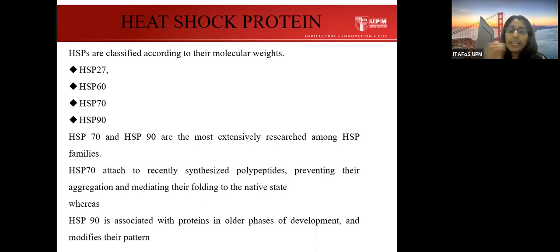HSP70 is a recently synthesized polypeptide, which means it is developed at the starter stage of development, and it prevents aggregation and mediates folding into the native state. Whereas HSP90 is associated with proteins in the older phase of development and modifies their pattern. So these are the differences between HSP70 and HSP90.